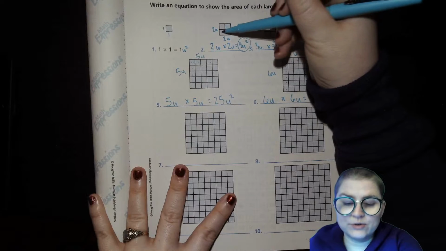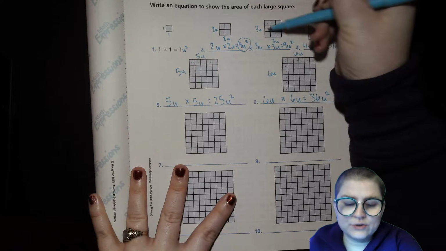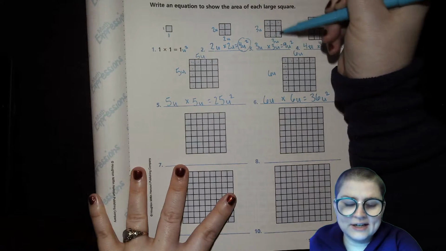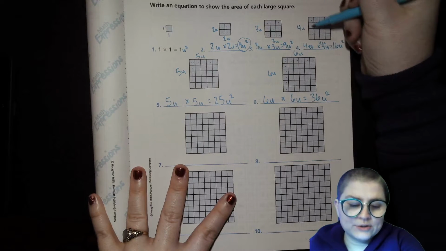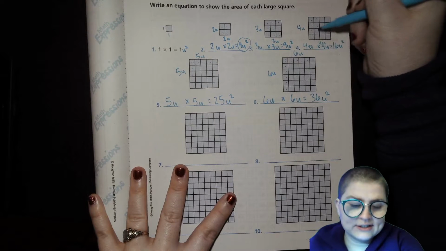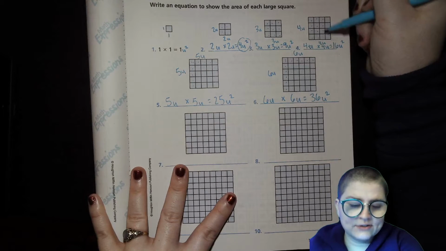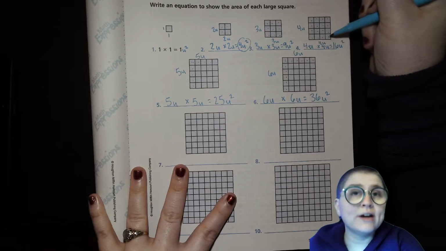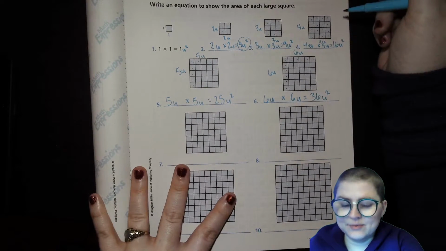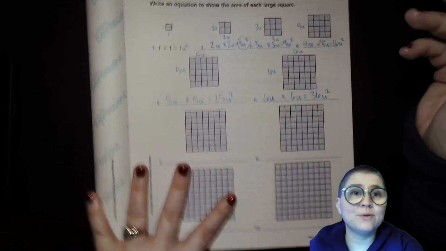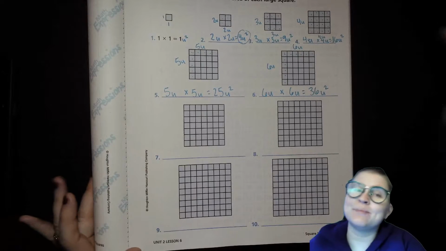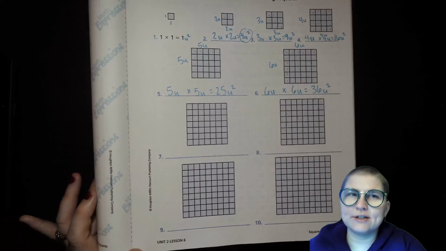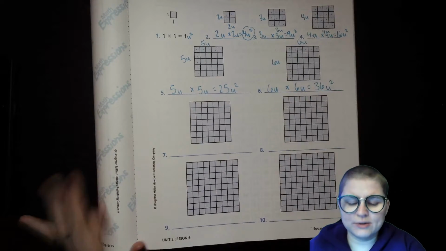So here we have 1, 2, 3, 4. Here we have 1, 2, 3, 4, 5, 6, 7, 8, 9 squares, right? 9 square units. 1, 2, 3, 4, 5, 6, 7, 8, 9, 10, 11, 12, 13, 14, 15, 16 squares or square units, right? You can count all these if you want to spend your time counting those. But because we're learning multiplication, you sort of just have to start trusting it. But if you ever want to check, you can always check.